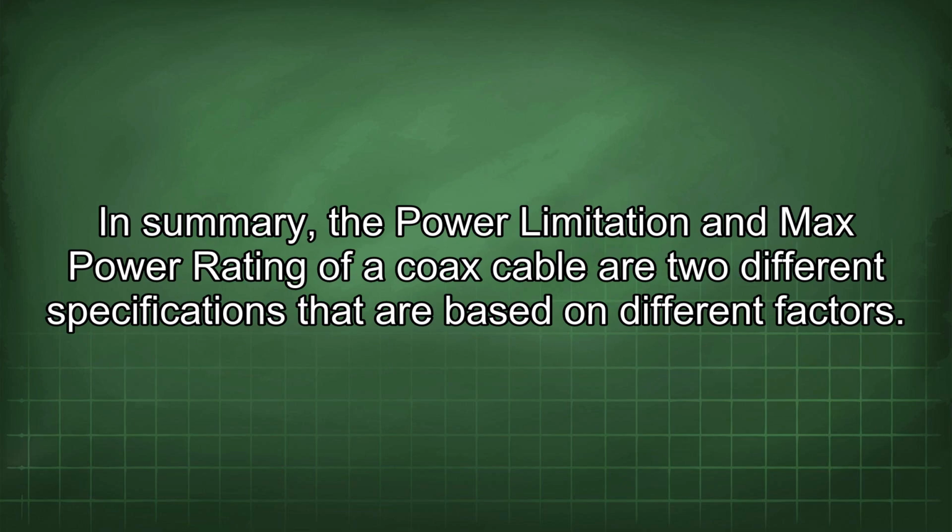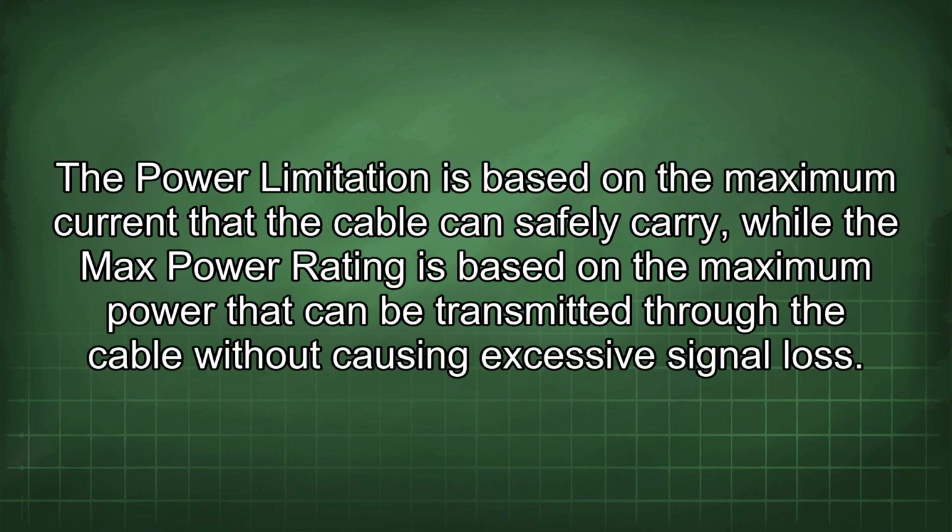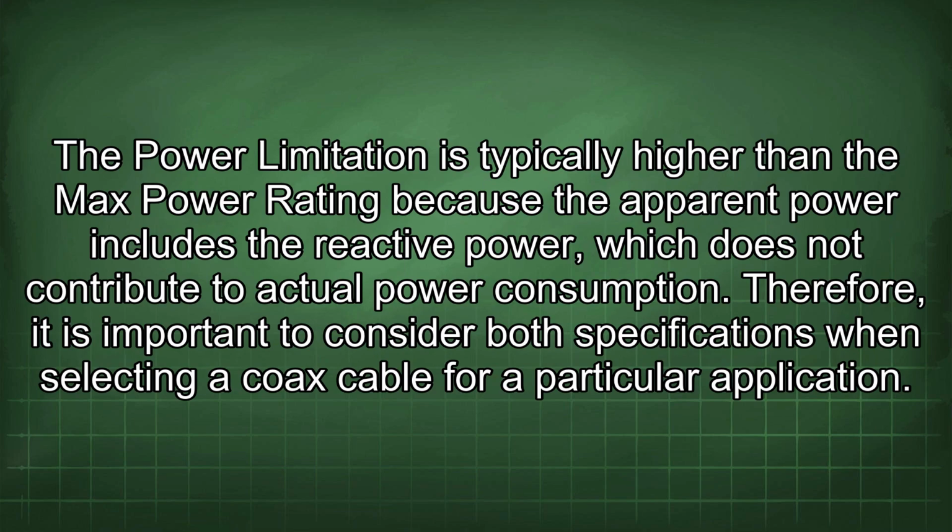In summary, the power limitation and max power rating of a Coax cable are two different specifications that are based on different factors. The power limitation is based on the maximum current that the cable can safely carry, while the max power rating is based on the maximum power that can be transmitted through the cable without causing excessive signal loss. The power limitation is typically higher than the max power rating because the apparent power includes the reactive power, which does not contribute to actual power consumption. Therefore, it is important to consider both specifications when selecting a Coax cable for a particular application.